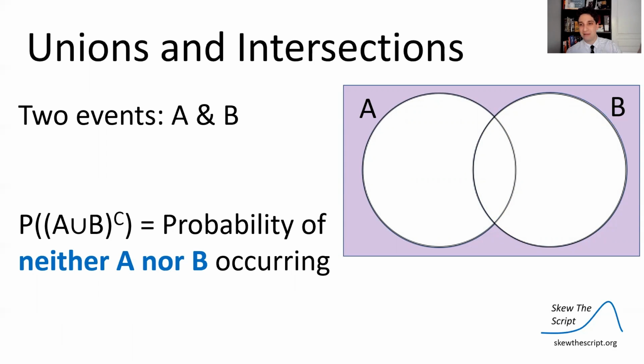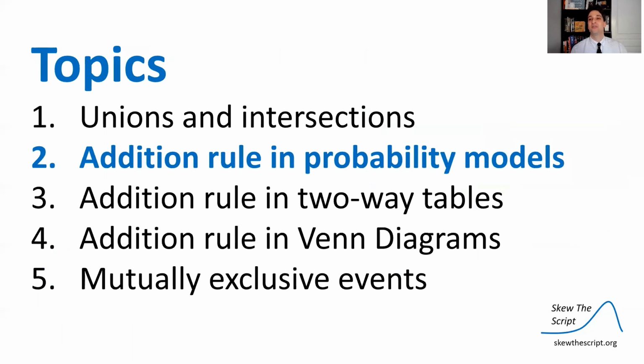Lastly, if you look at the complement of A or B, this is the probability that neither A nor B occur. It's not A or B. So it's everything outside of these Venn diagram circles. So that's some of the notation we're going to be using today and going forward in our probability section.